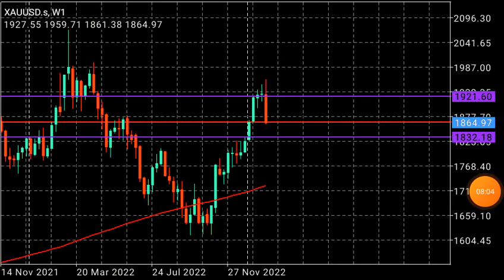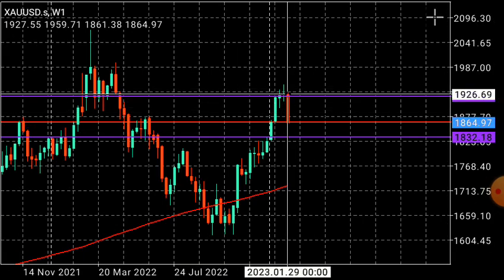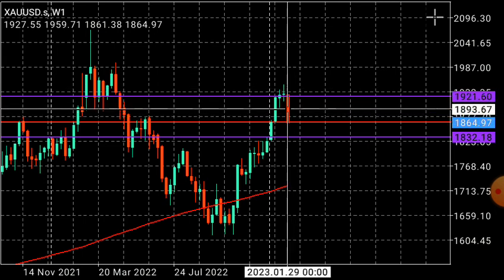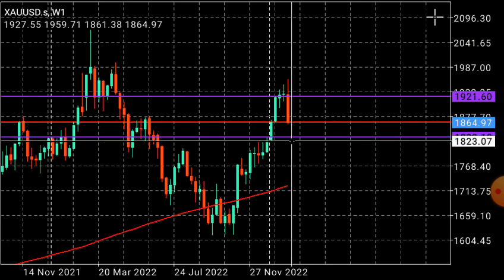Looking at the gold ZAR USD on the weekly time frame, we had a strong push this week to the downside, breaking all the previous 2 weeks low, breaking the 3 weeks low. Currently the next low is at the $1823.07 region. That's what we are targeting.